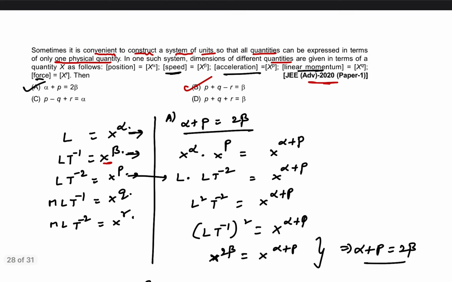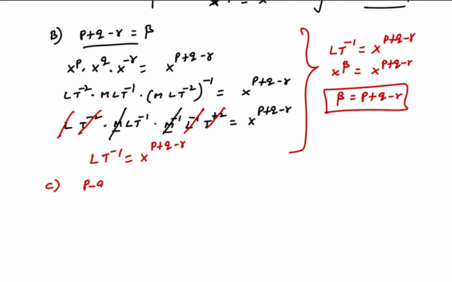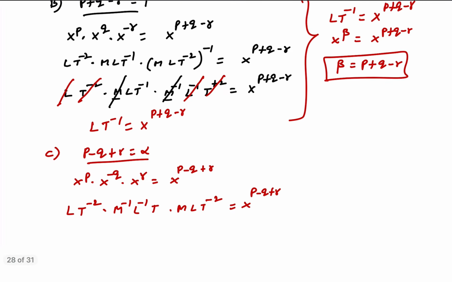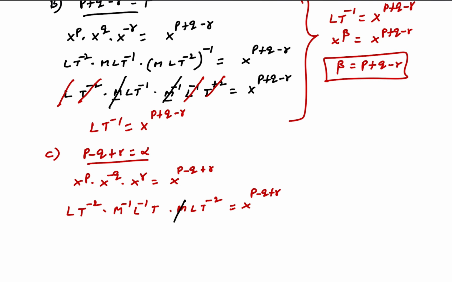Next one, p minus q plus r is equal to alpha. So C option, p minus q plus r is equal to alpha. I am checking that. X power p, x power minus q, x power r is equal to x power p minus q plus r. If you write the p value, L t power minus 2, q value m power minus 1, L power minus 1, t power 1, I am substituting what I have already written, x power r is m l t power minus 2, equal to x power p minus q plus r.